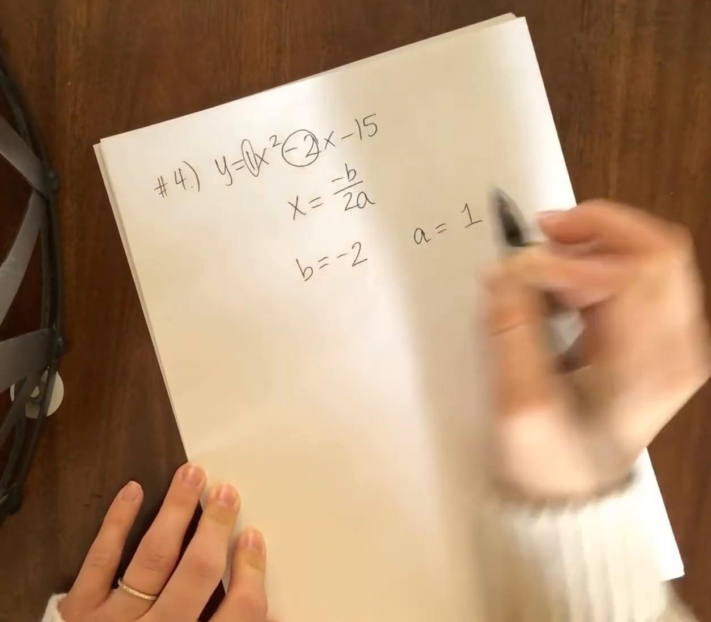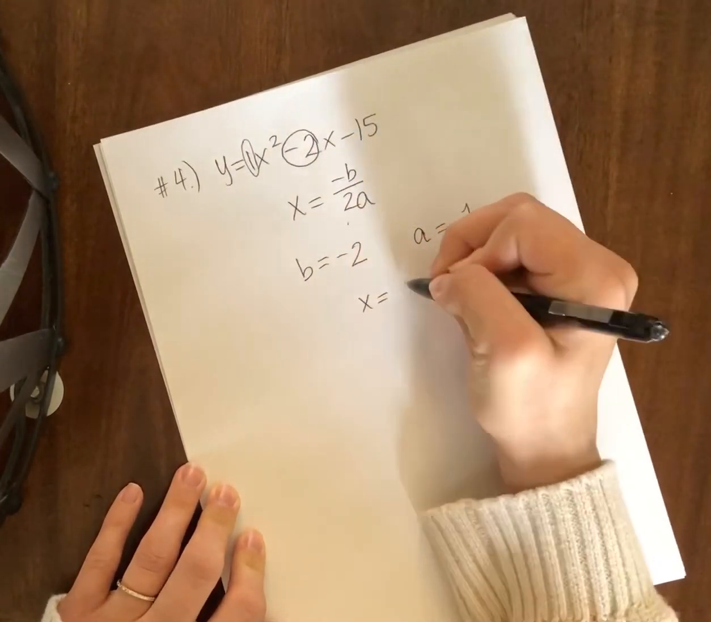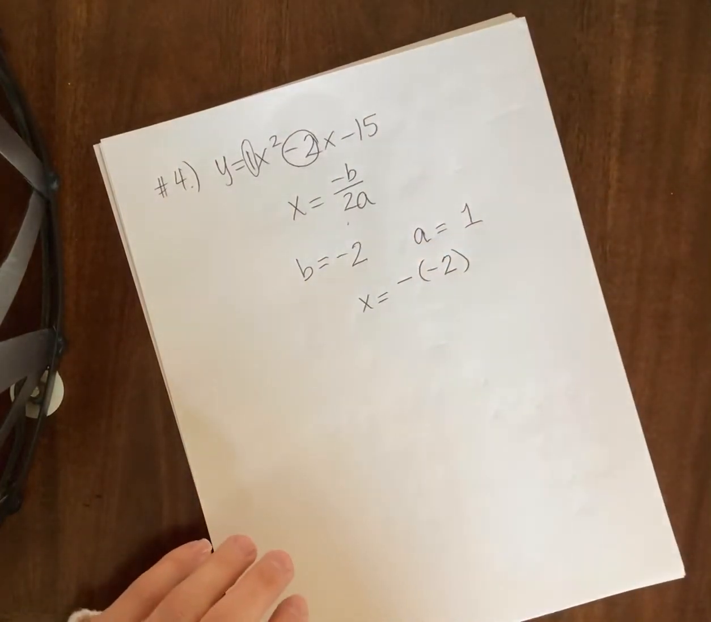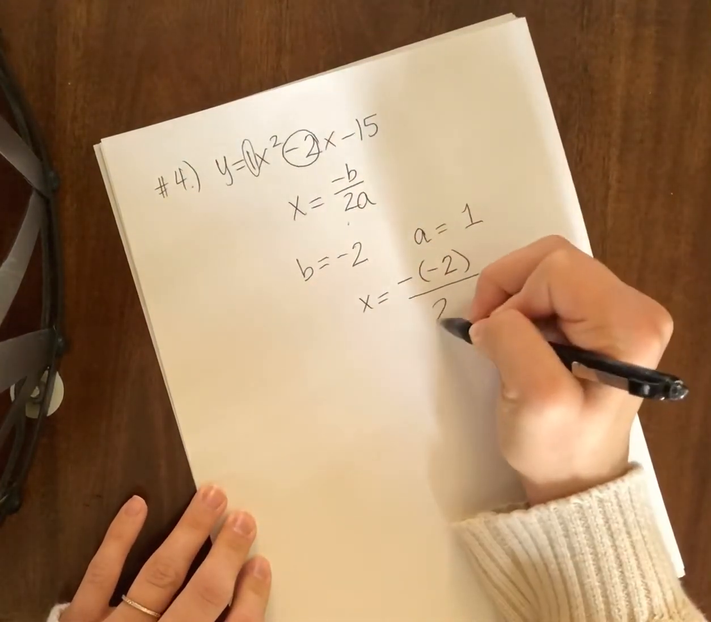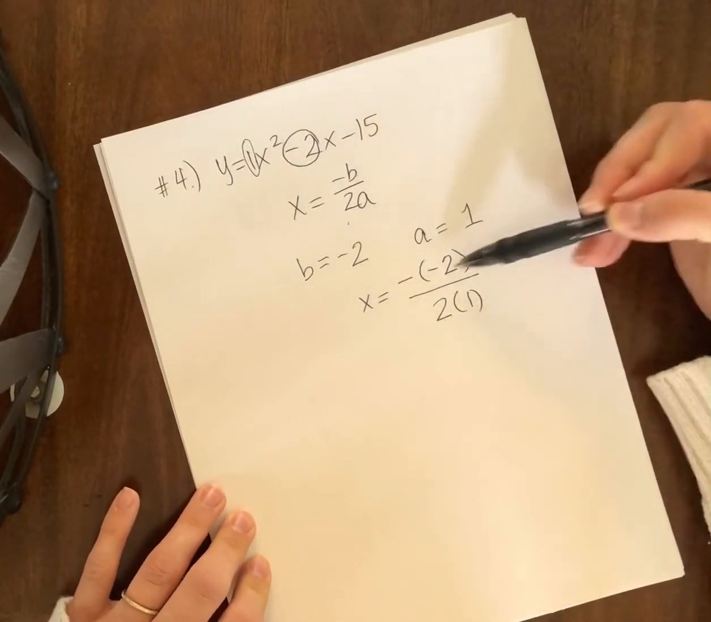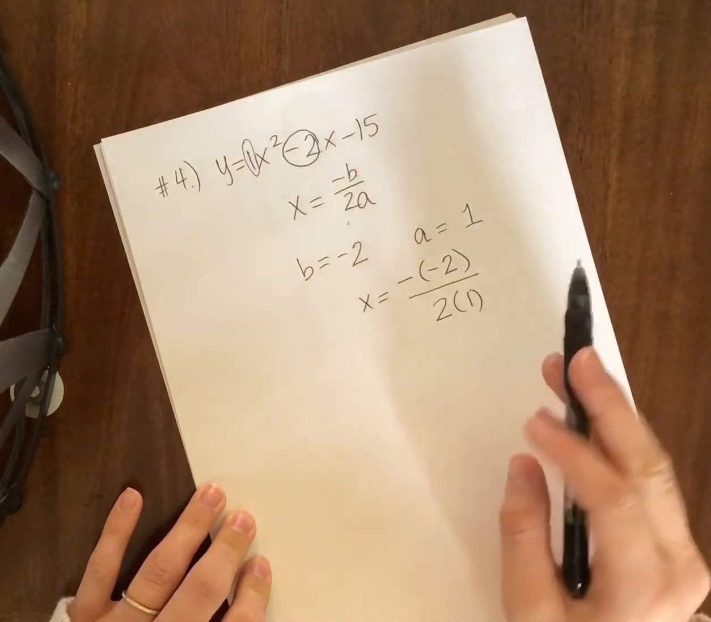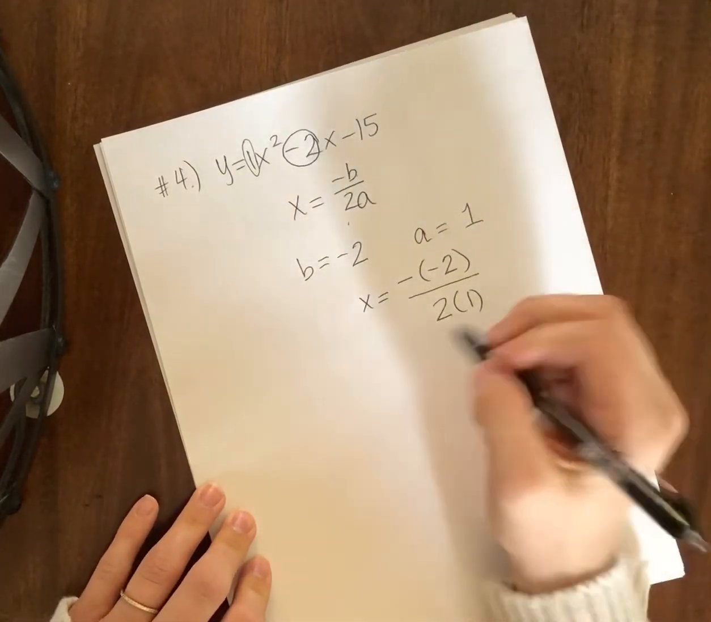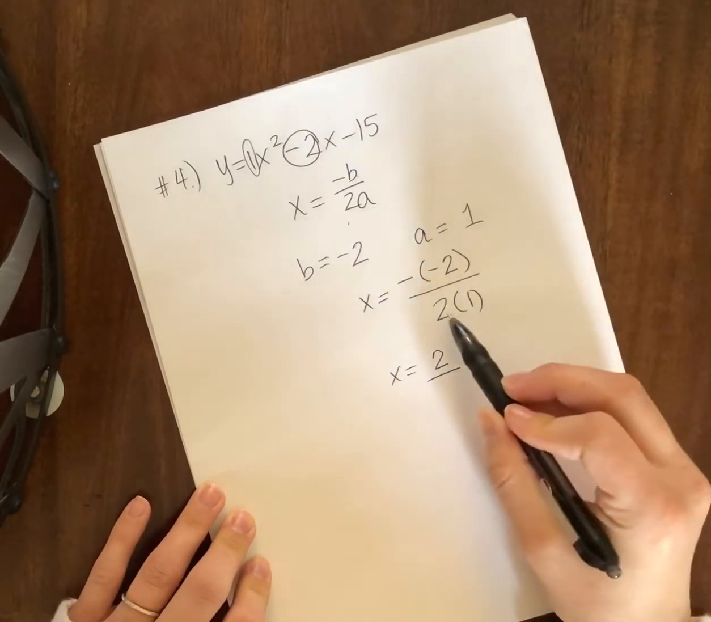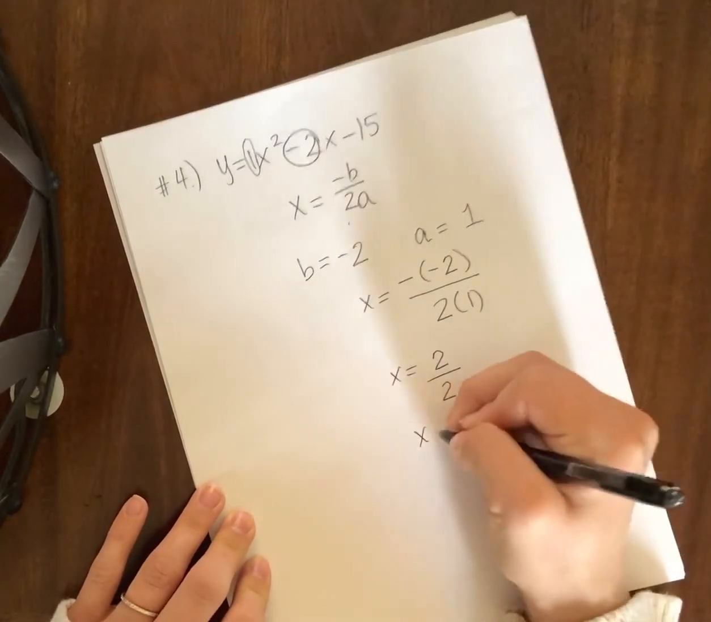All right, I'm going to fill it into this formula now. So I have x is equal to the negative of my b, and I'm going to use parentheses when I'm substituting in, over 2 times 1. Hopefully you can see how I just replaced that b with negative 2 and this a with 1. Simplifying, negative times a negative makes that a positive 2. And then 2 times 1 is still 2. Well, 2 divided by 2 means x is 1.